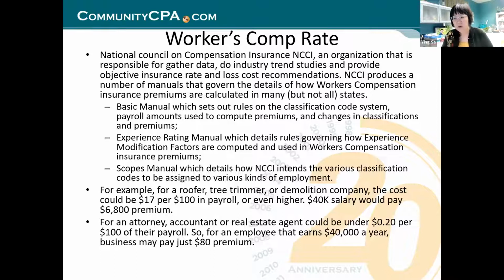When they come up with the ratio, they use these guidelines. So for example, for a roofer and a tree trimmer, what does a tree trimmer do? They climb trees, right? And for a demolishing company, demolishing buildings, the cost could be $17 per $100 in payroll. So for every $100 you pay a person to do this job, you should budget $17 for workers' comp coverage, or higher. So a $40,000 salary would pay $6,800 in premiums a year.